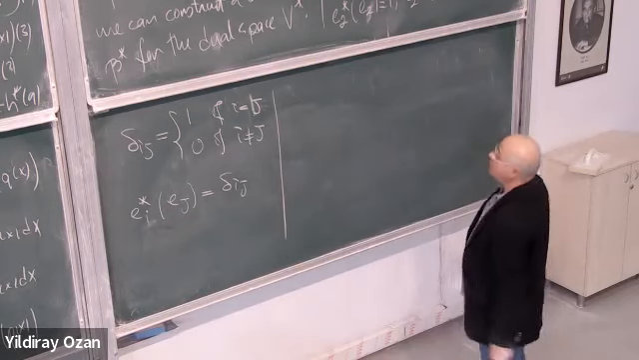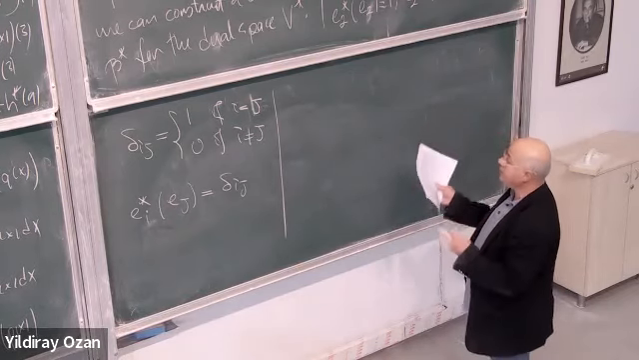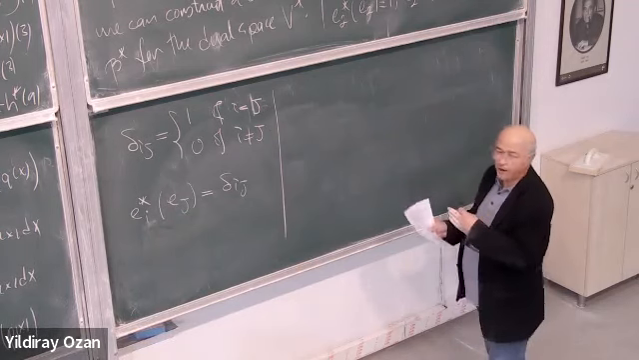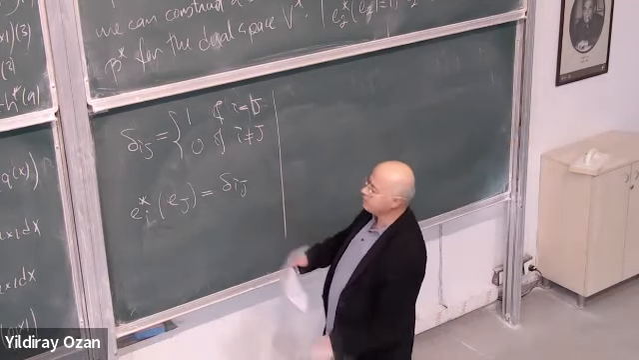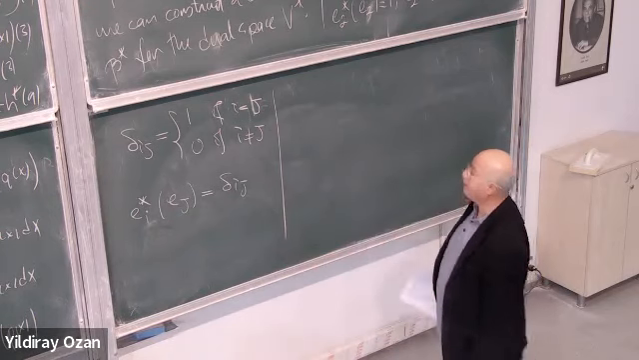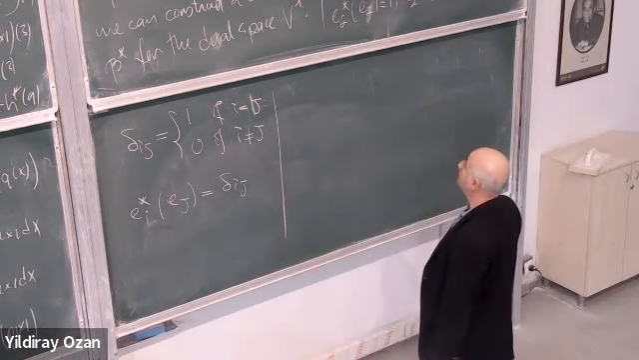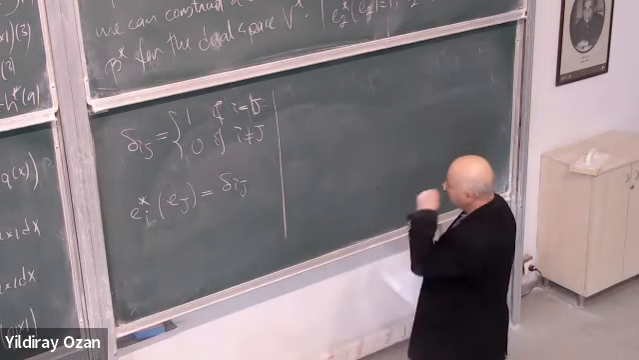Okay, now clearly these are linear maps because they are defined on basis elements. Once they are defined on the basis elements, then we can extend them linearly to the whole vector space.